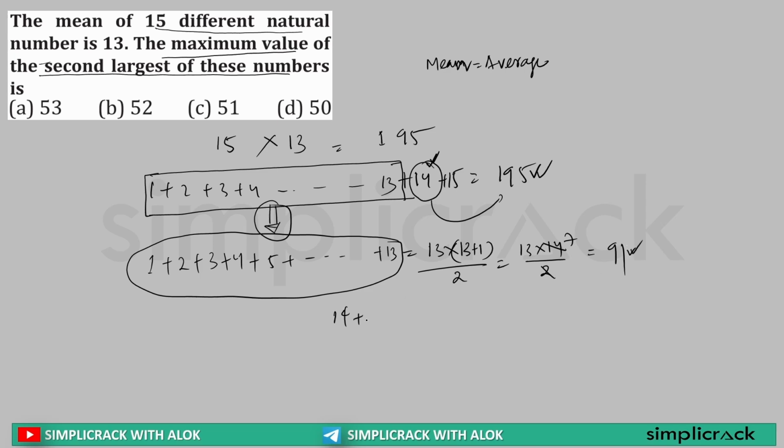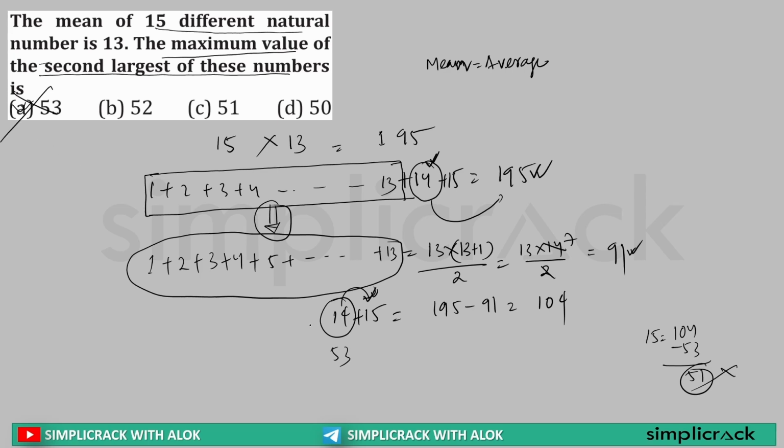So the 14th number and 15th number's value is what, sir? 195 minus 91, that is equal to 104. Now I will use the options to find the answer. Here it has given the second largest number, that is the 14th. If I take 14th as 53 and the total is 104, the 15th number will be 104 minus 53, that is equal to 51. So this is not possible, because the 15th number is larger than the 14th number.